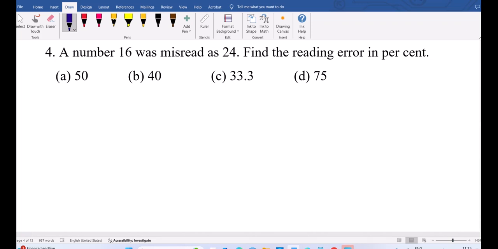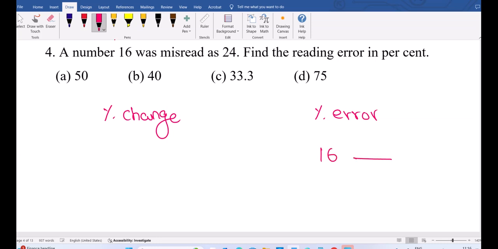What is the change that happened? This is percentage change. What do you have to read actually? What is the correct one? Error means what? Correct one is given as wrong, right? What is the basic meaning of error? Don't go for formulas. Error means correct one written as a wrong one. What is the correct one? A number 16. 16 is correct, but you read it as 24. 16 is changed to 24. How much is changed? 8.